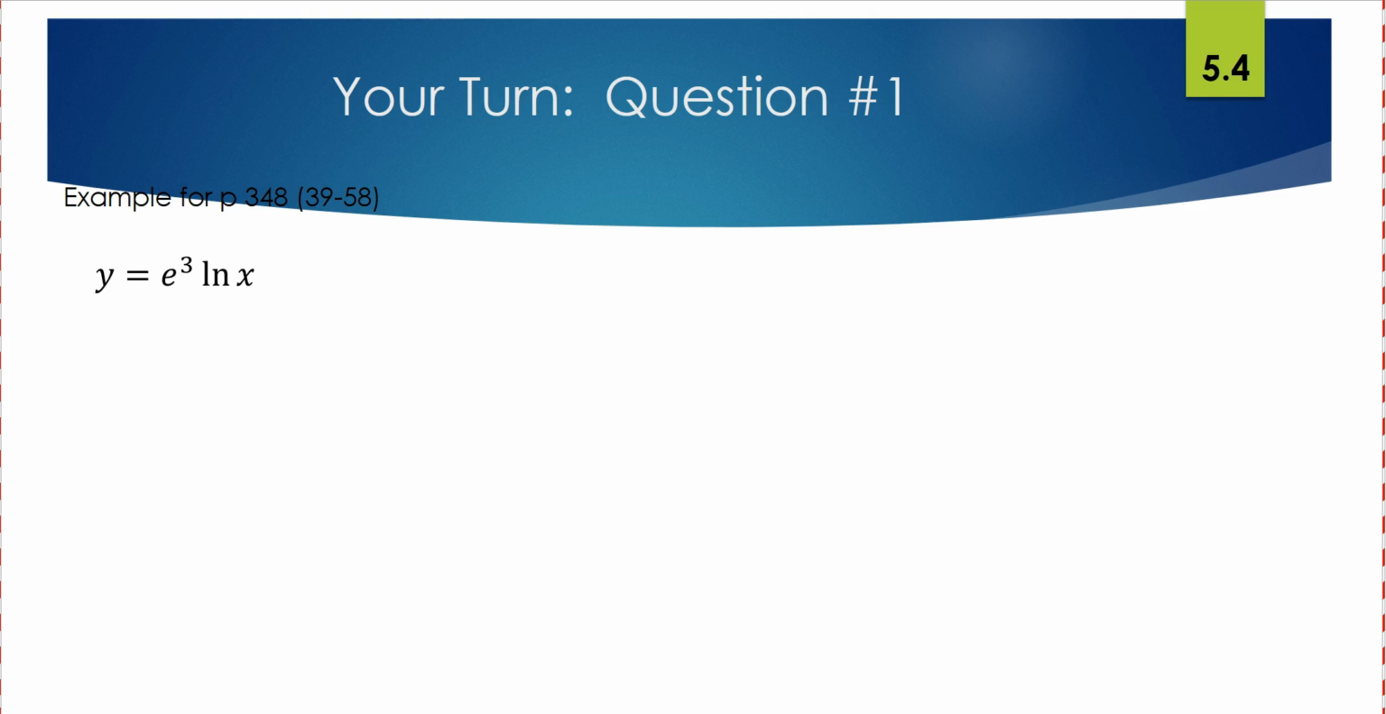So now it's your turn. These are the questions that you're going to turn into me. So you're going to do the derivative for y equals e cubed ln x. Remember what represents a number and what represents a variable. You need to be very clear on that. Then your second question, y equals ln e to the x plus e to the negative x over 2. Again, remember what constants are and what variables are. It makes it a lot easier.